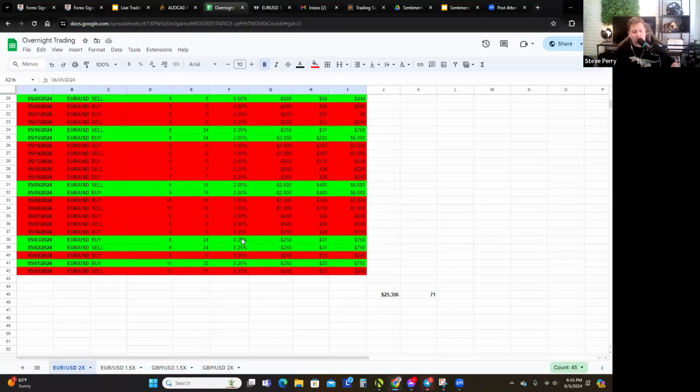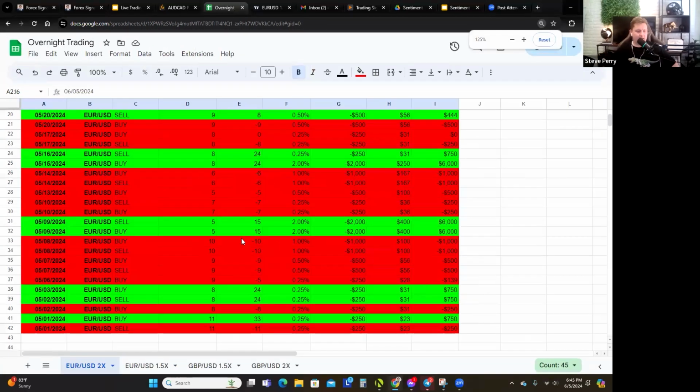I'll show you right here. I started with a 0.025 on May 6th. It lost. The next day I did 0.05, and I lost both directions that day. The next day I did 1%, and I ended up losing both directions at 1% apiece. The next day I did 2% in both directions, and I ended up winning both of those trades. And that's how I made a killing on that. That was a killer day.